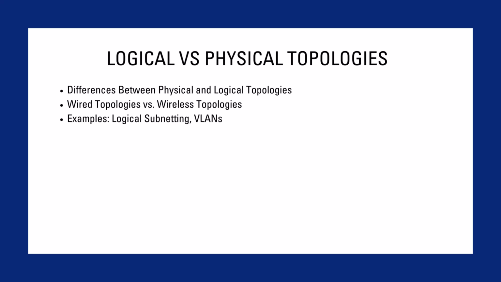Physical topology describes the actual connections, wires, cables, or wireless signals between network devices, while logical topology refers to how data flows through the network, often controlled by software configurations like VLANs or subnets. Wired topologies include physical cabling like Ethernet, while wireless topologies rely on radio frequencies or infrared signals for connectivity. Logical networks can span across multiple physical layouts, offering greater flexibility in resource management and security control.